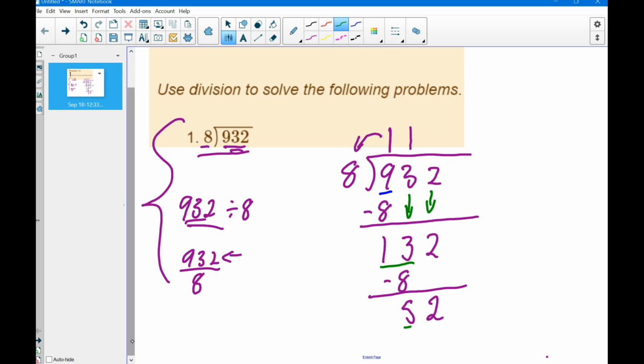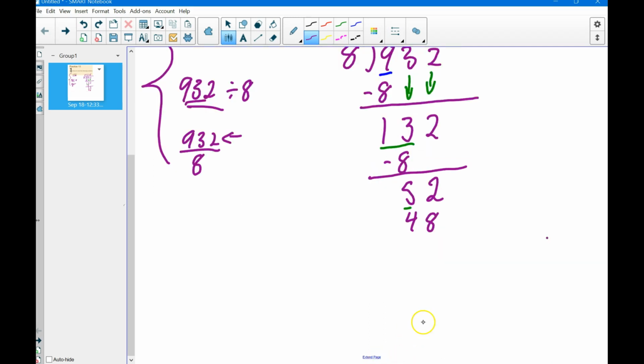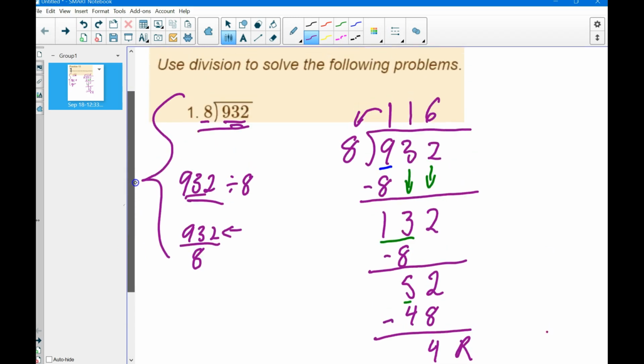And if you think about it, 6 8s will be 48. So we put a 6 up here. Oh, it's not green. Get my colors lined up. 6 up here. And the 6 multiplied by the 8 gives me a 48. And when I subtract those numbers, I get 4 as a remainder.